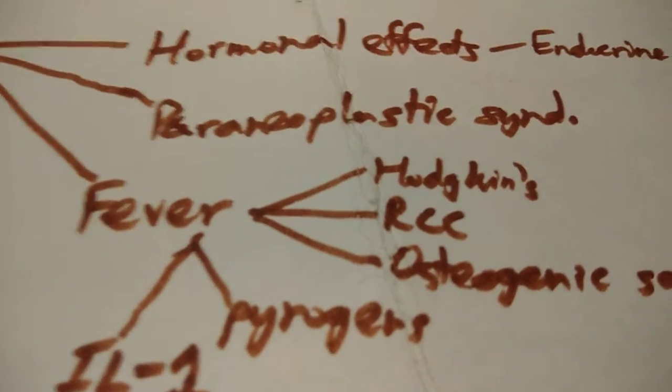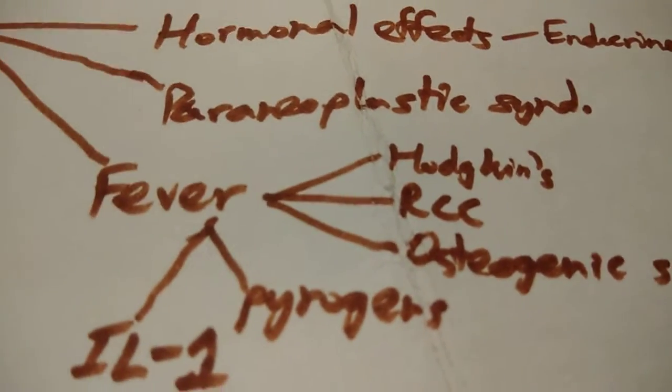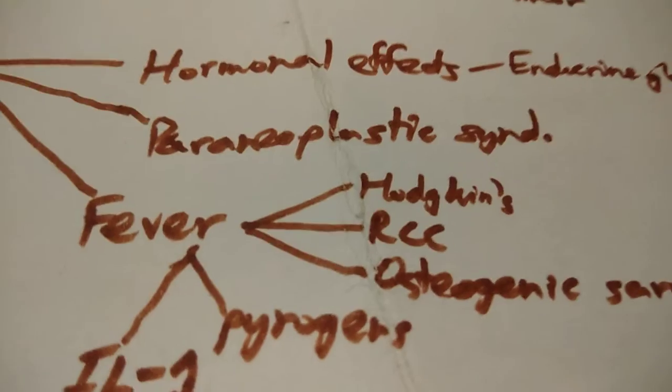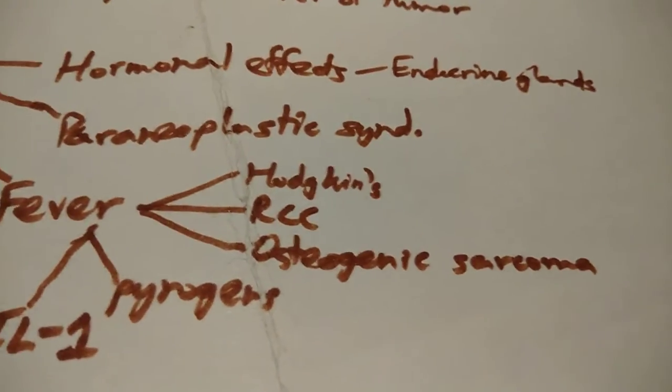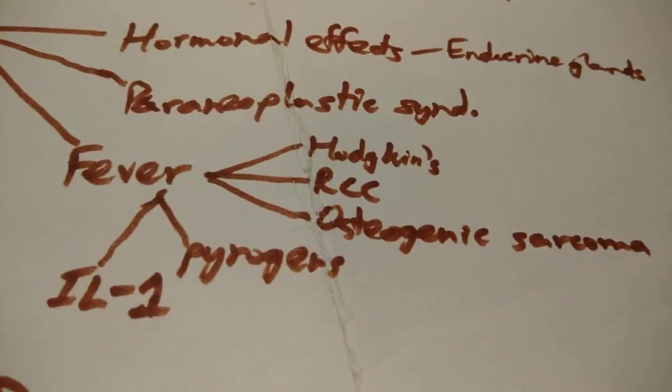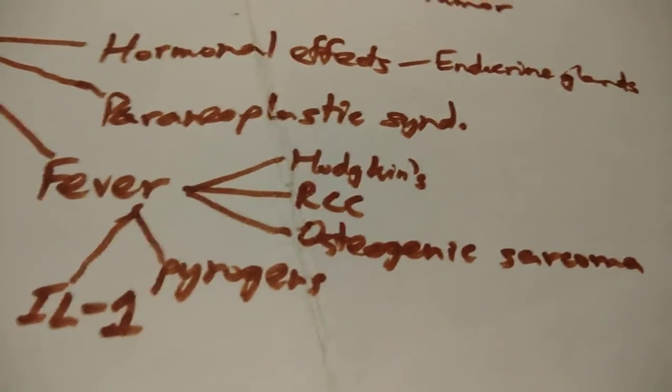Then you have renal cell carcinoma, where during metastasis through a hematogenous route it causes increased fever. And then there's osteogenic sarcoma. Because of subsequent inflammation of the surrounding necrotizing tissue, there is fever involved.